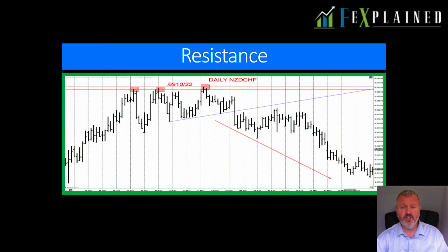And here we see the New Zealand dollar versus the Swiss franc. And you see the market attempting 3 times to break above this 69.10 to 69.22 area and eventually cannot break through. And then the sellers win out, the bears win out, and the market eventually reverses and moves back lower.